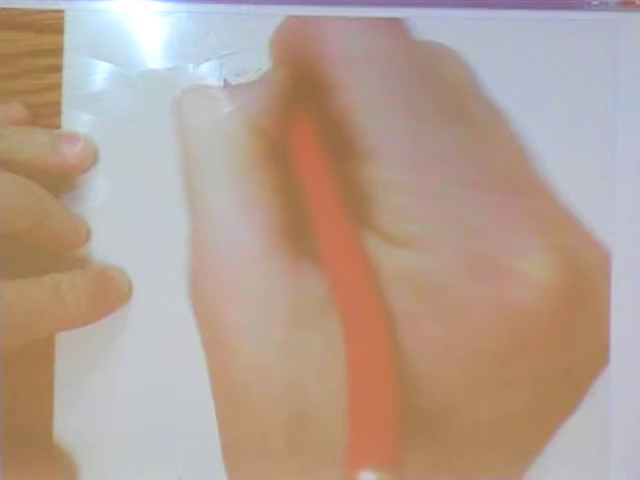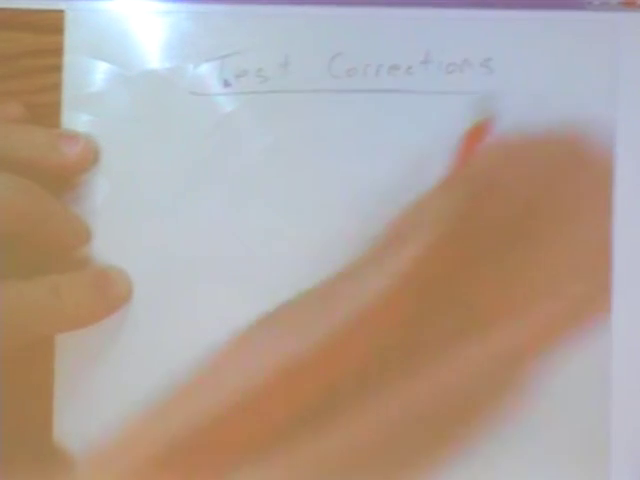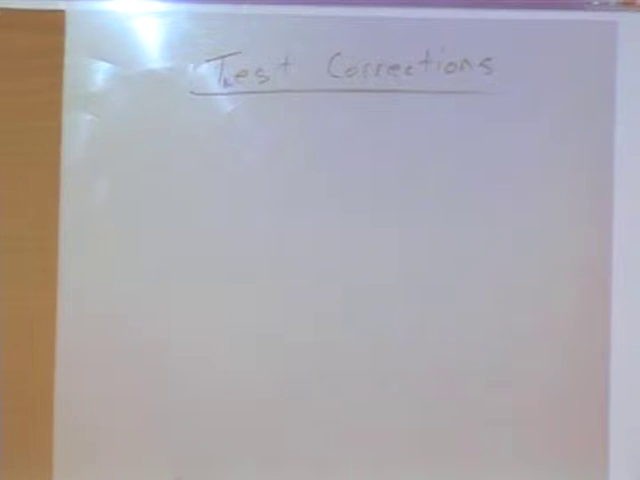Okay, test corrections. This one here, right? Alright, test corrections. This is chapter 8.